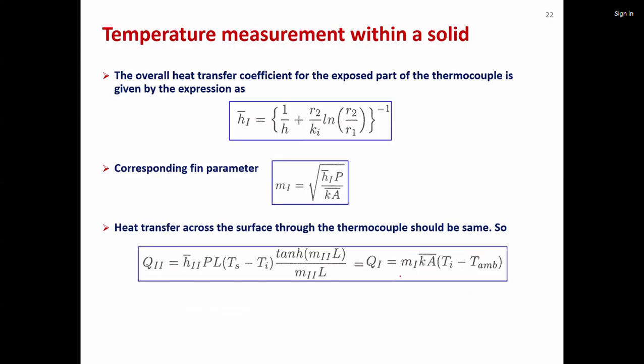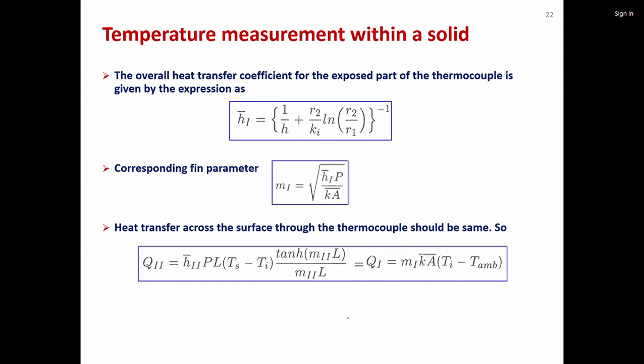Now, in region 1, which is an infinitely long fin exposed to the ambient, the heat loss is the same as that in the previous example. You have M1 Ka bar into the base temperature, which in this case is the interface temperature minus the ambient temperature.